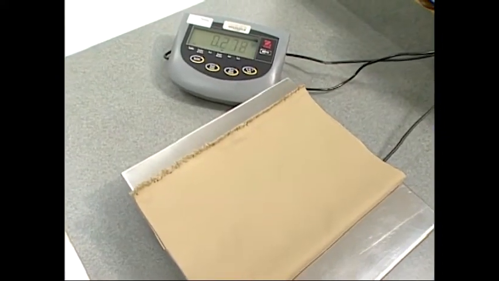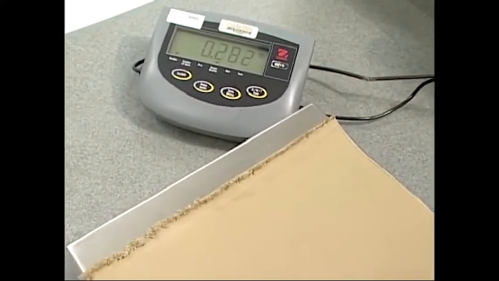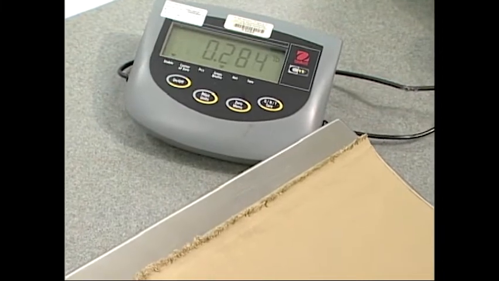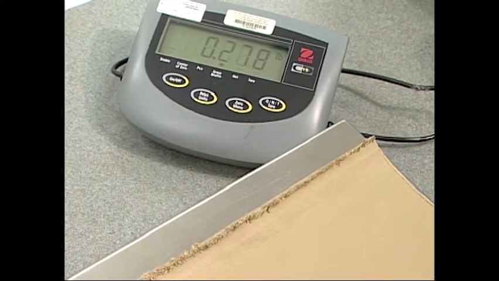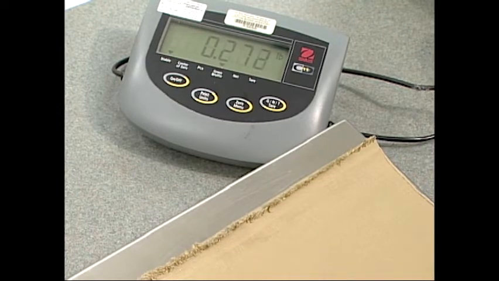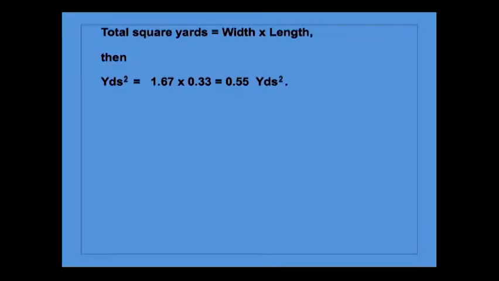Weigh the specimen in grams, ounces, or pounds on a scale or balance to the nearest 0.1% of its mass. Calculate the mass per unit area, mass per linear yard, or linear yards per pound to 3 significant figures, unless otherwise specified. The total area is determined.